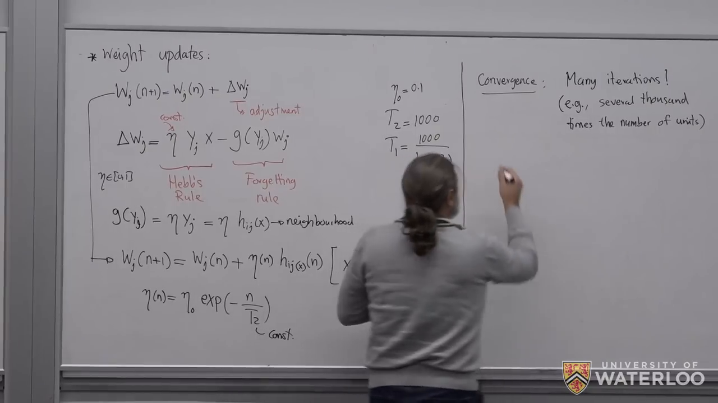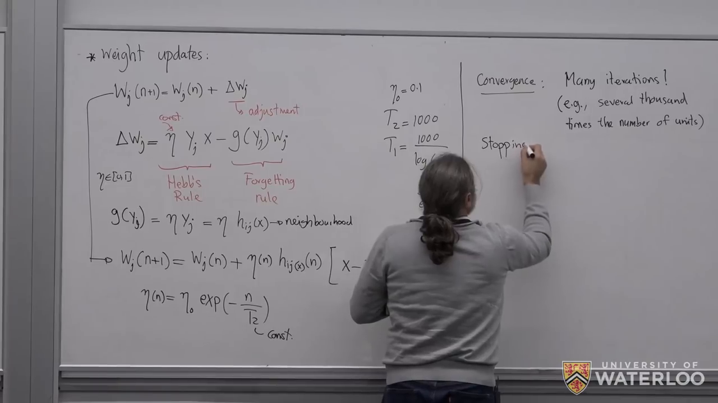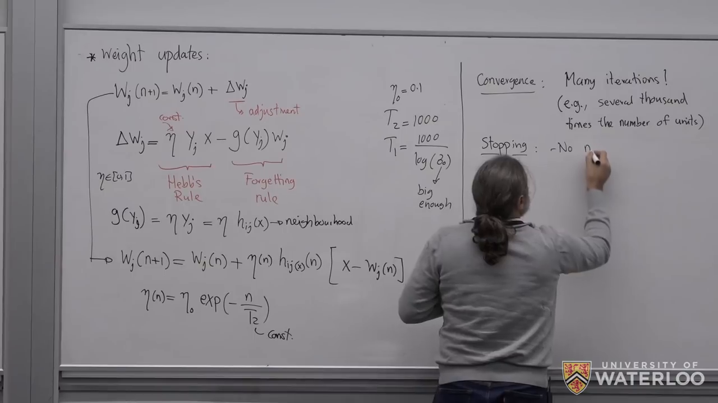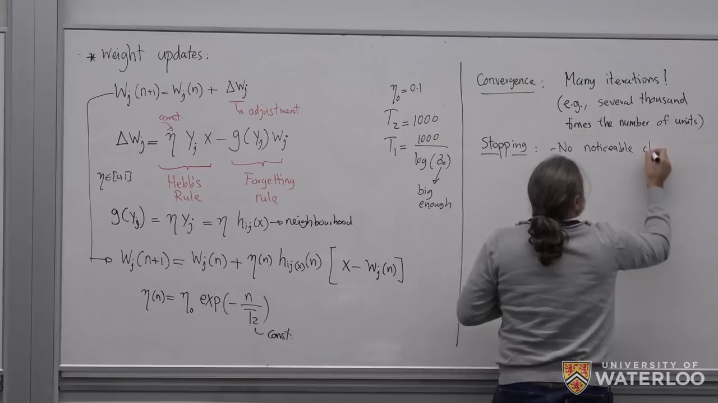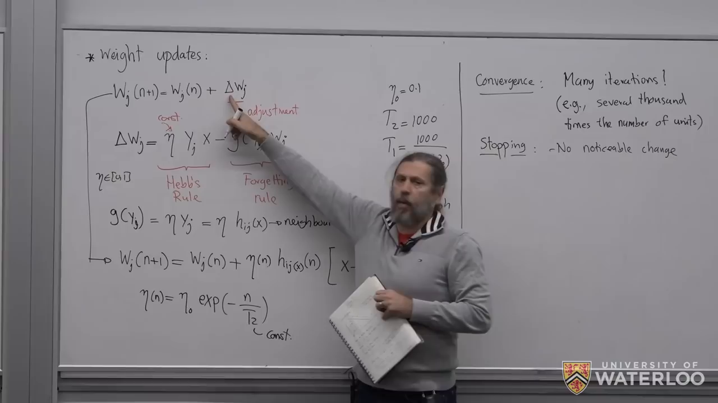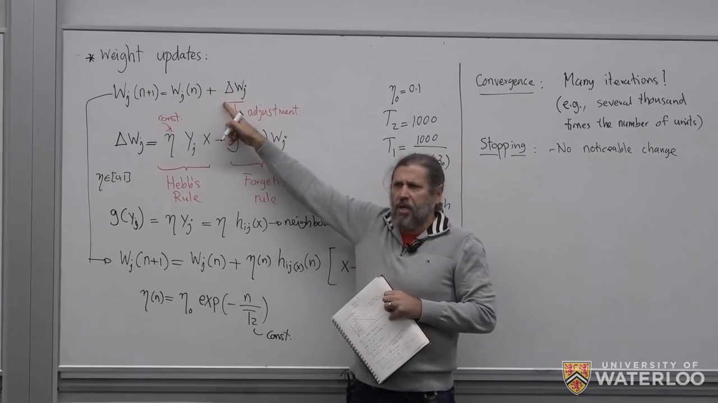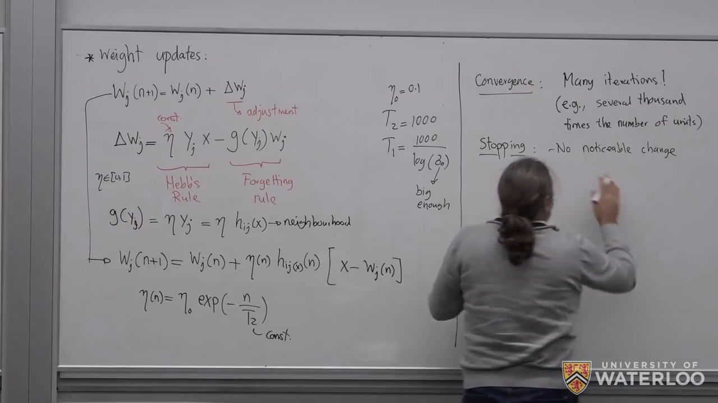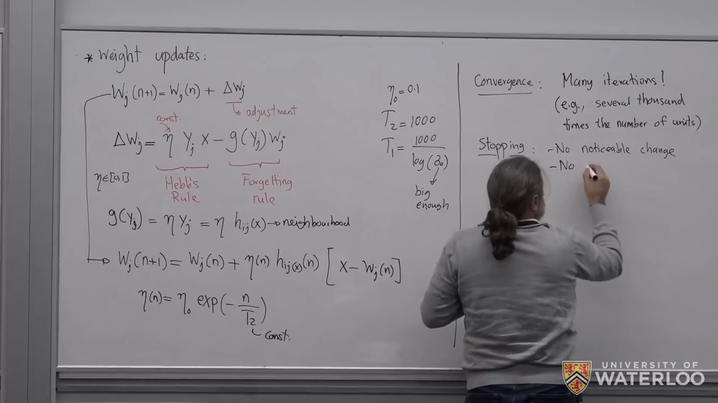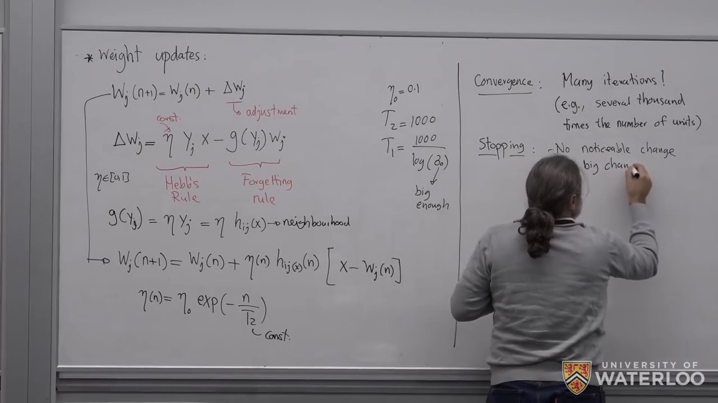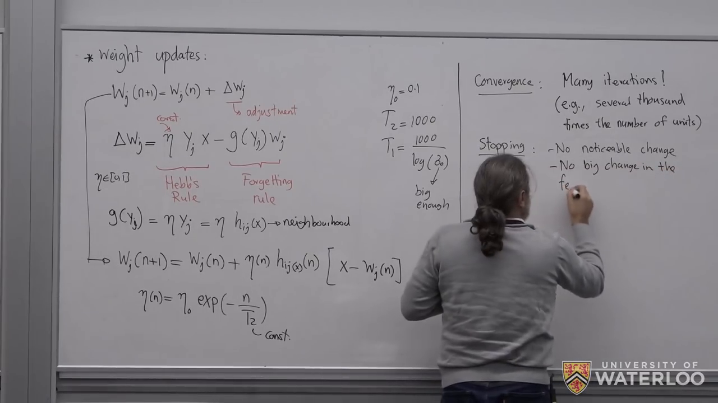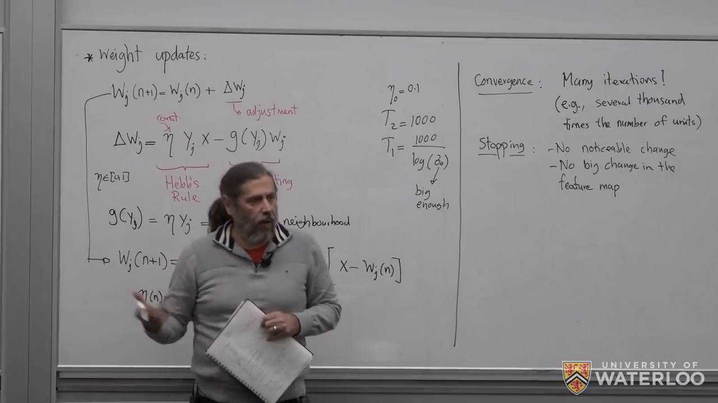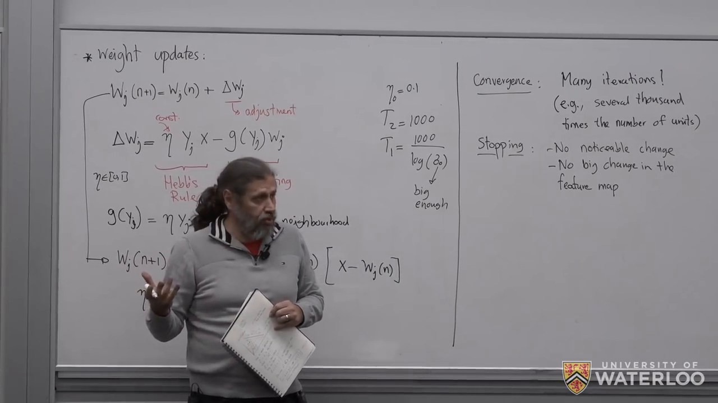Okay, how do I stop? Well, I can stop if there is no noticeable change. If you see that your delta W's are getting smaller and smaller and smaller, you're not making significant changes anymore, then you stop. Or no noticeable, which means basically no big change in the feature map. And yes, we also call self-organizing maps feature maps, because they try to be like features, the inputs. So we call them feature maps.